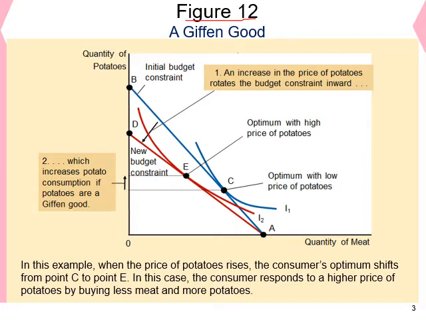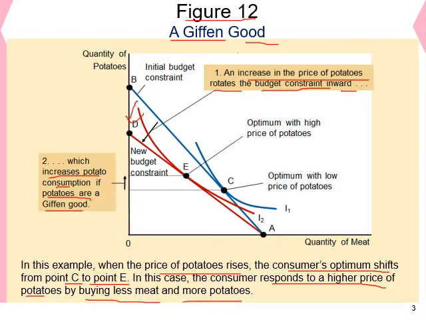Figure 12 displays a Giffen good. An increase in the price of potato rotates the budget constraint inward. We can see that the budget constraint will rotate inward, down, which will increase potato consumption if potato is a Giffen good. So when the price of potato rises, the consumer optimum will shift from point C to point A. In this case, the consumer will respond to a higher price of potato by buying less meat and more potato.